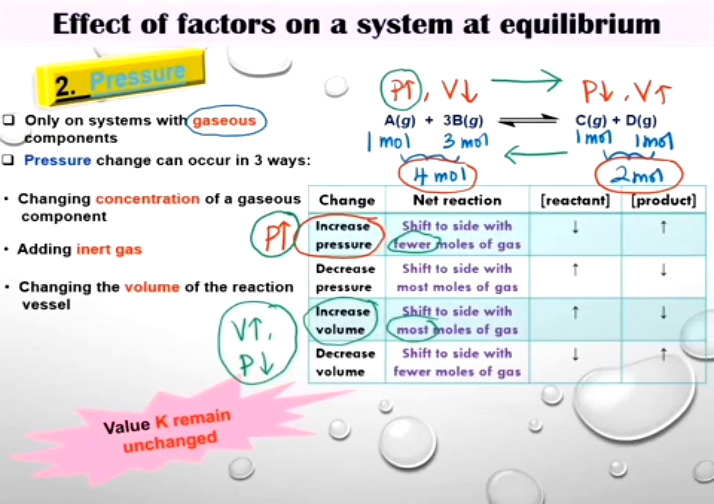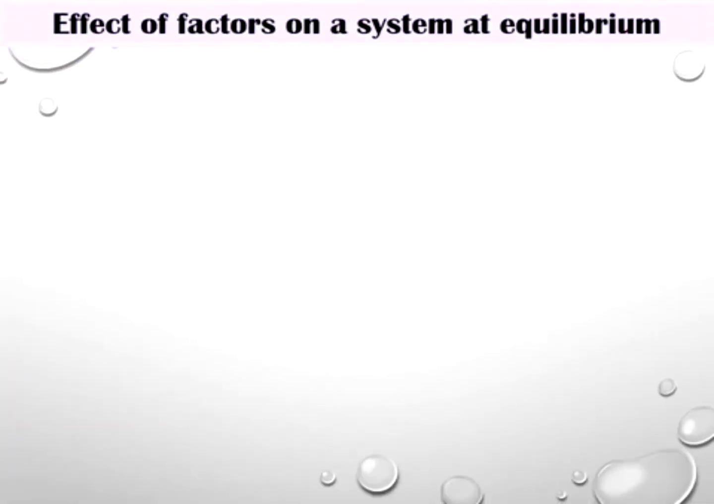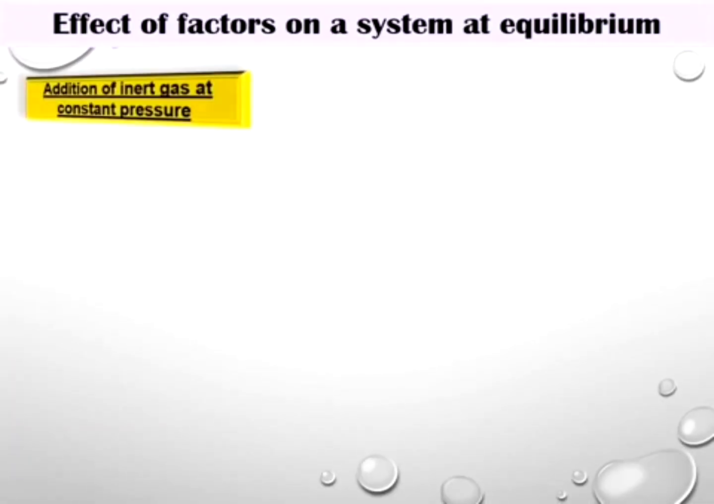Okay, here the value of K also remain unchanged. Okay, the value of KC or KP also remain unchanged. Takkan berubah walaupun ada disturbance dari segi increasing or decreasing the pressure and volume. Alright. Okay, next we look at the addition of inert gas, still in pressure and volume effect.